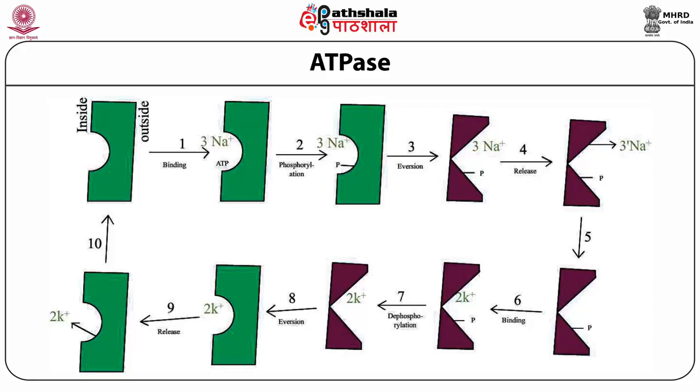Sodium ion and potassium ion do not have drastic differences in their ionic radii, and hence phosphorylation and dephosphorylation can easily cause changes in the cavity by a few angstrom to cause change in the affinity of the cavity for the sodium ion or potassium ion.